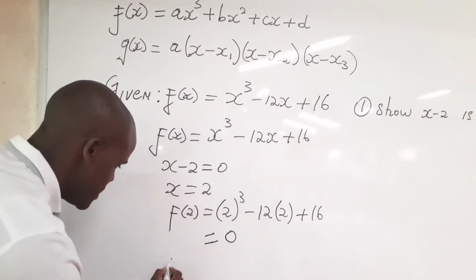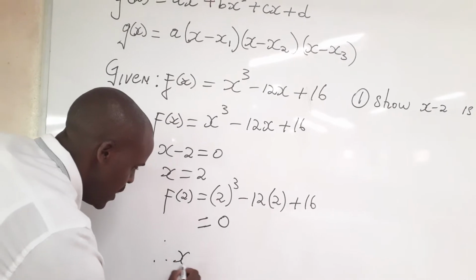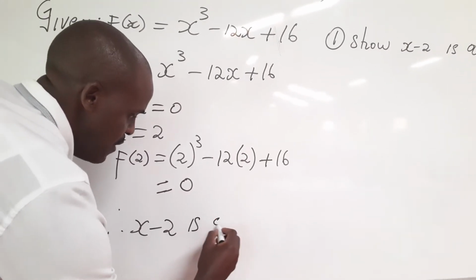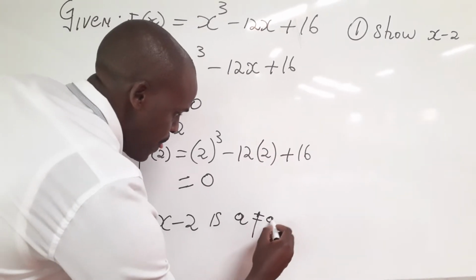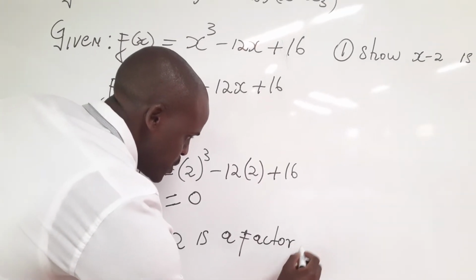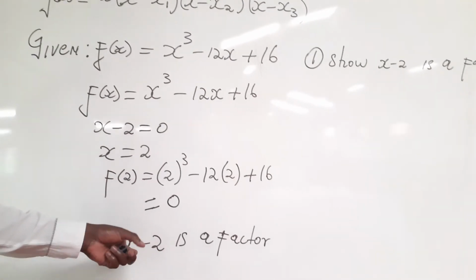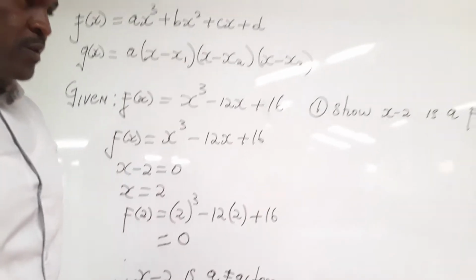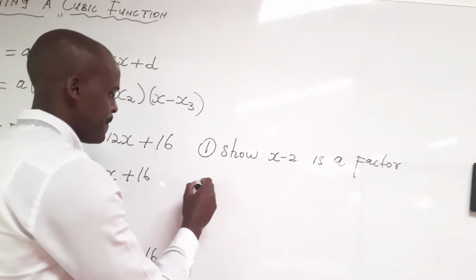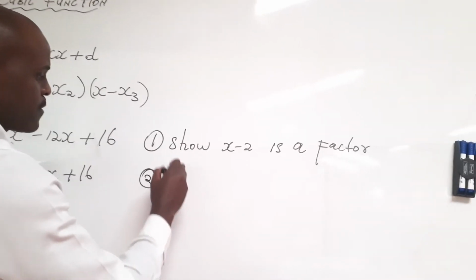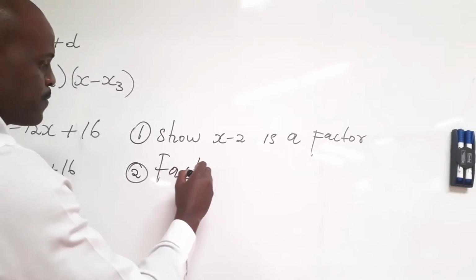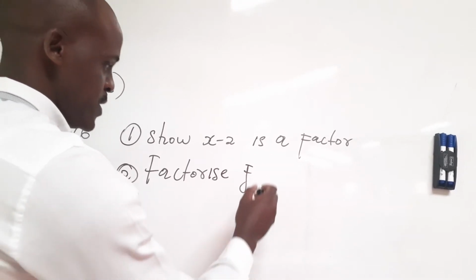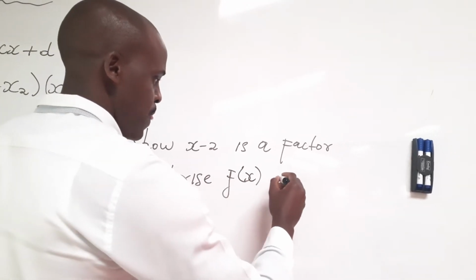You write the conclusion. Therefore, x minus 2 is a factor, simply because when you substitute it here, the remainder is 0. Let's move to the next question. This question, factorize f of x completely. We are to factorize f of x completely.